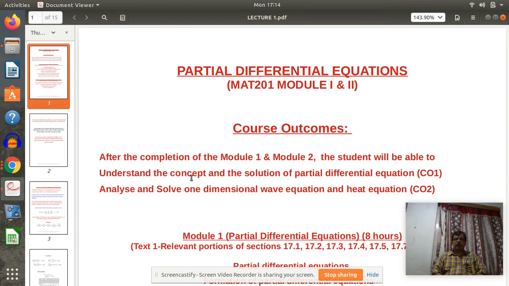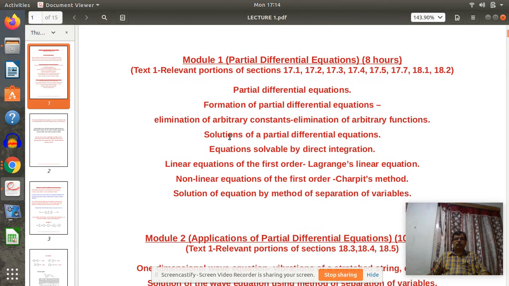And the topics of the first two modules are like this. Module 1 mainly deals with the partial differential equations, their formation by eliminating arbitrary constants and by eliminating arbitrary functions, then solution of partial differential equations, then solve equations solvable by direct integration, the linear equation of first order, and nonlinear equation of first order. These are the sections in module 1.